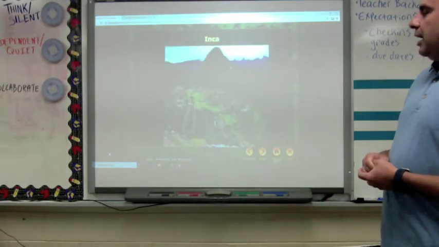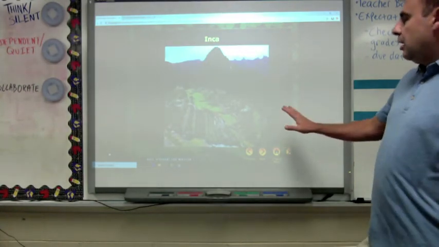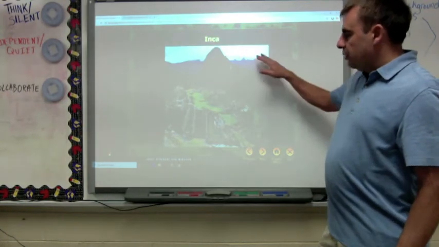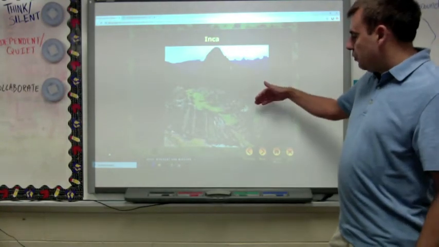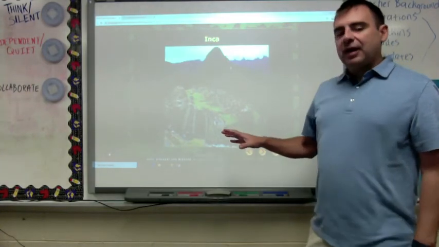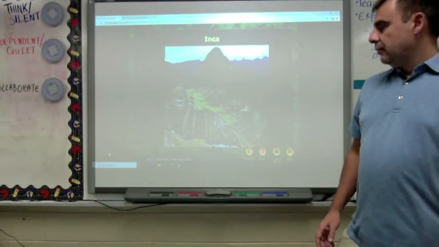Here is an example of one of their cities built up into the Andes Mountains. Now notice, they've got their agriculture down here. They've got their houses. They've got protection because they have mountains all around. They have a water source right down the mountain. So they had entire cities and civilization built up into these mountains.